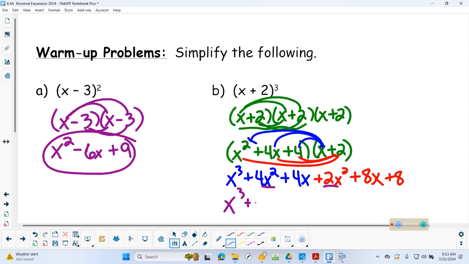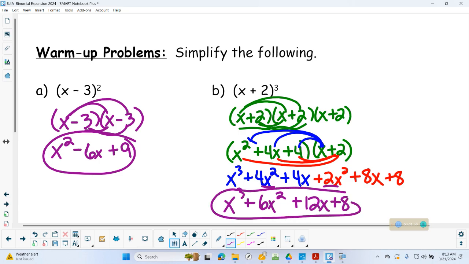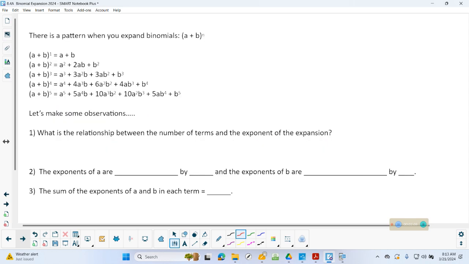Let's add our x squareds here together. And our x's, we're going to have 12 and 8. Time consuming. Now imagine if this exponent on your expansion was like 6 and you had to write it 6 times in FOIL. That would take forever. So we're going to show you some shortcuts today. So why is this in this chapter? Patterns. Take a look. Let's make some observations.